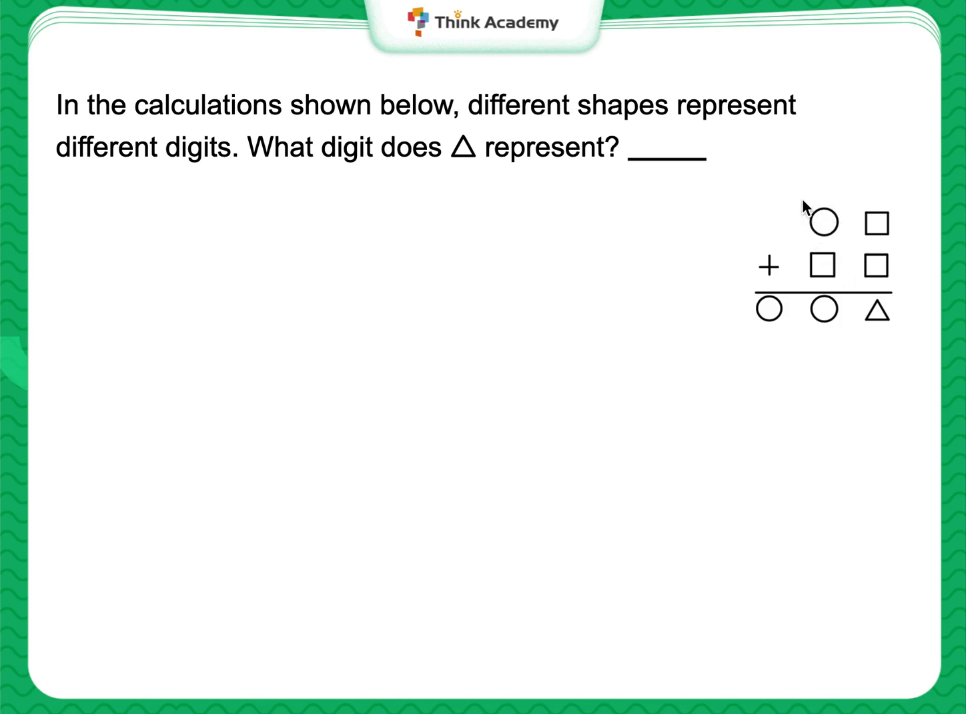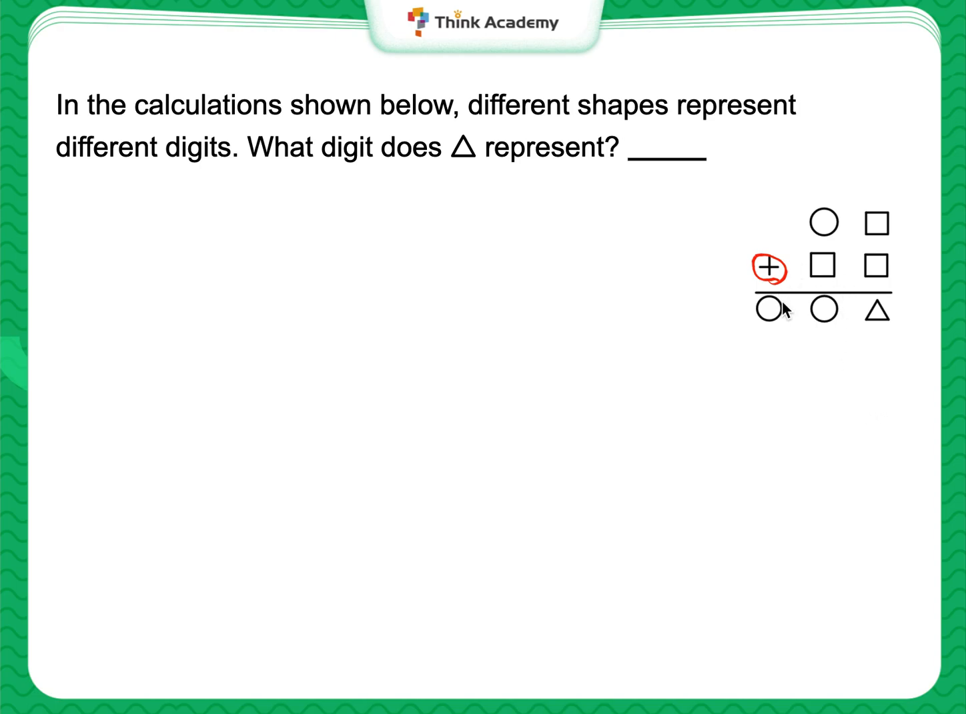So we have three different shapes, the circle, the square, and the triangle. Now we can see that it's an addition puzzle. So two of these two-digit numbers add up to a three-digit number. So what does it mean?